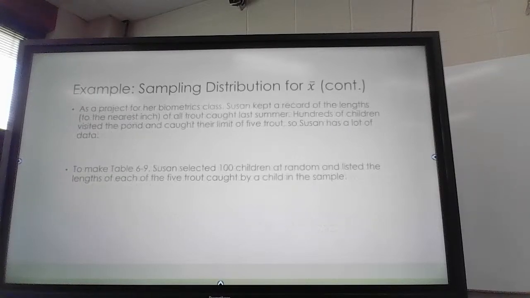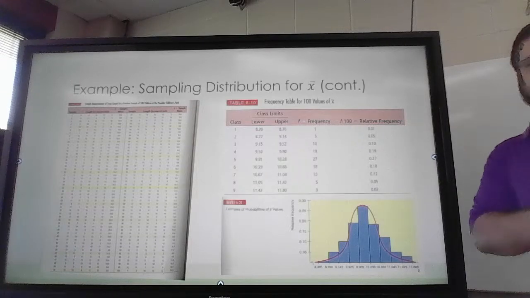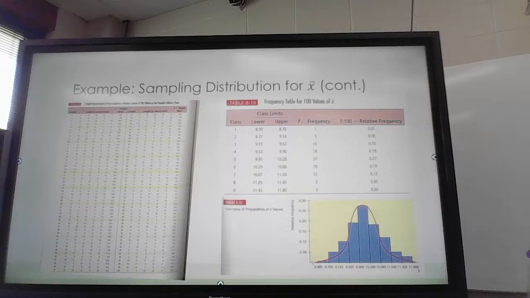As a project for her biometrics class, Susan kept a record of the lengths to the nearest inch of all trout caught last summer. Hundreds of children visited the pond and caught their limit of 5 trout, so Susan has a lot of data. To make that table, she selected 100 children at random and listed the lengths of each of the 5 trout caught by a child in the sample. So here is the sample, right? She had hundreds upon hundreds of data points, 5 for each child. She took a random sample of 100 children and compiled the lengths to the nearest inch. And then for each child, she came up with a sample mean here.